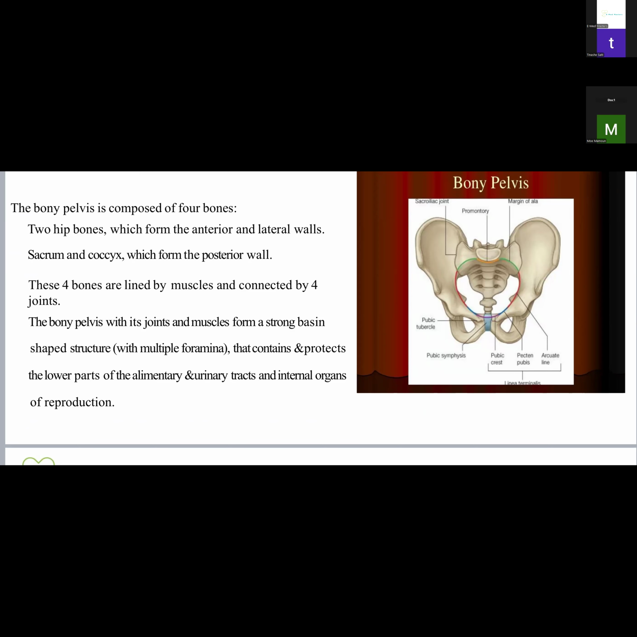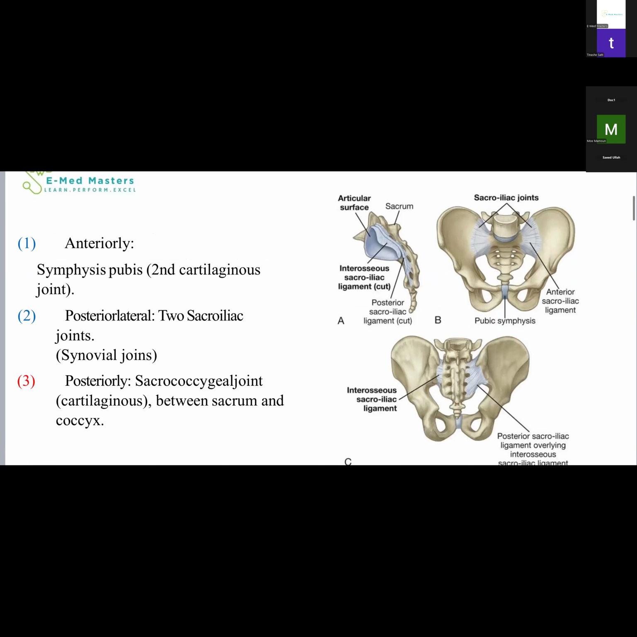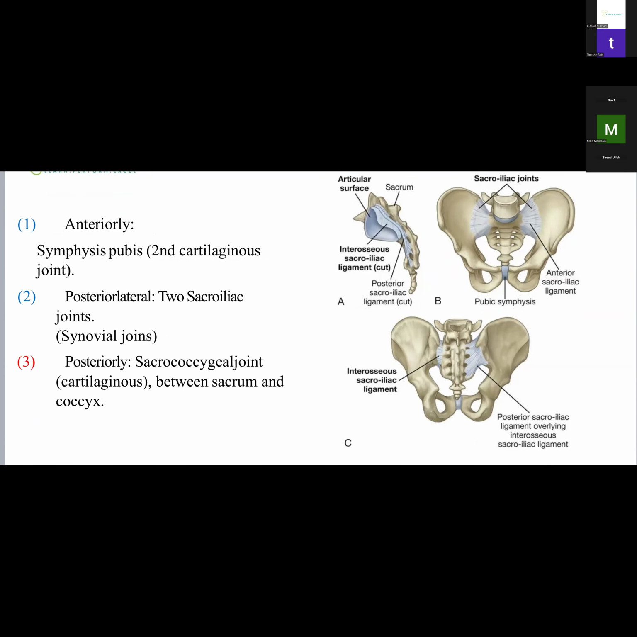So first, let's talk about the types of joints. As I told you, there are four joints. The first joint is the pubic symphysis. In our body, there are two symphysis joints: one is the symphysis menti, and the other one is the pubic symphysis. It is a cartilaginous joint, and no mobility is possible at this joint.